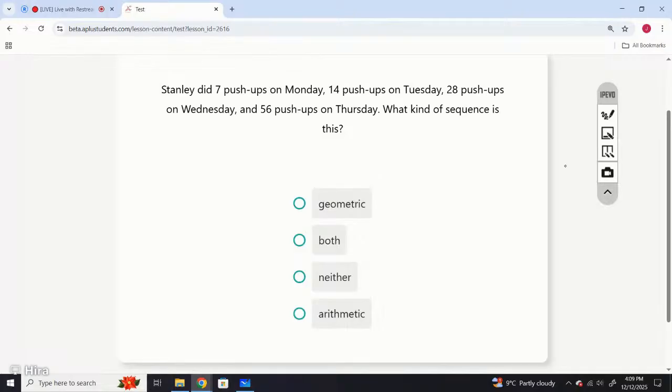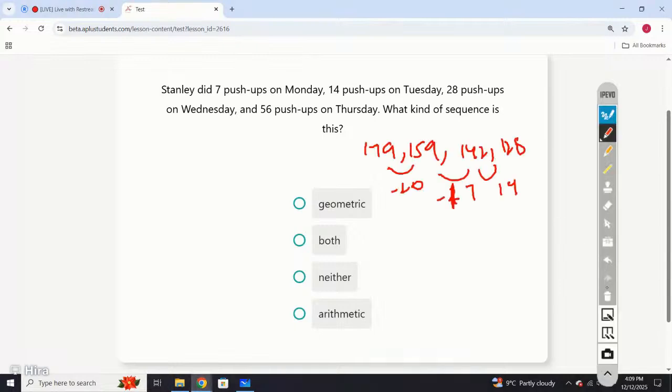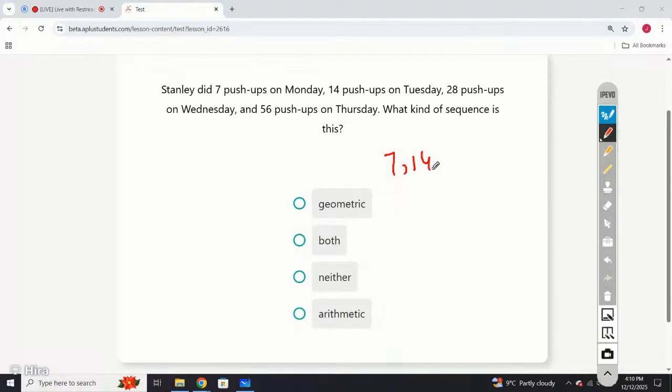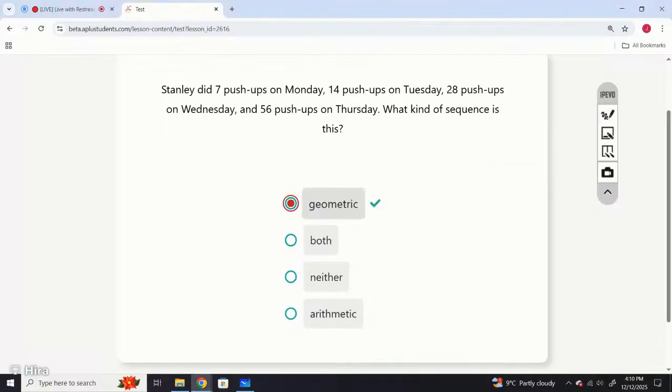Stanley did 7 push ups on Monday, 14 push ups on Tuesday, 28 push ups on Wednesday, and 56 push ups on Thursday. So 7 times 2 is 14, 14 times 2 is 28, 28 times 2 is 56. So you're multiplying. We have a constant multiplier. So that would be a geometric sequence, right? When we are multiplying with a constant multiplier, then that would be the geometric sequence. Option number 1 is the correct option.